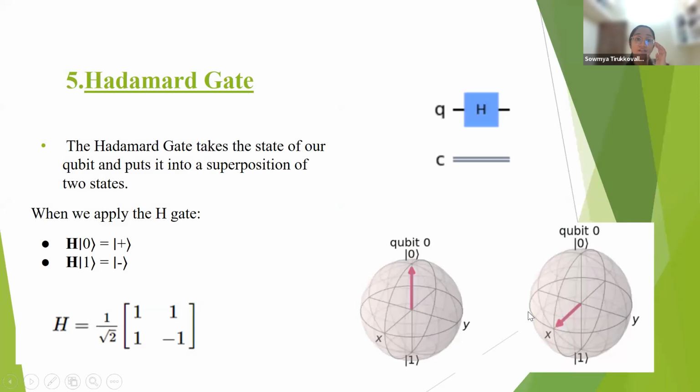We have the Hadamard gate, which takes the state of our qubit and puts it into a superposition of two states. So you have a qubit which is in state 0. When you apply the Hadamard gate to this qubit, it puts the state of the qubit into a superposition of state 0 and state 1, which is represented by the plus state. Similarly, when you apply the Hadamard gate to state 1, it puts the state vector of the qubit along the state minus. And this is the matrix representation of the Hadamard gate.